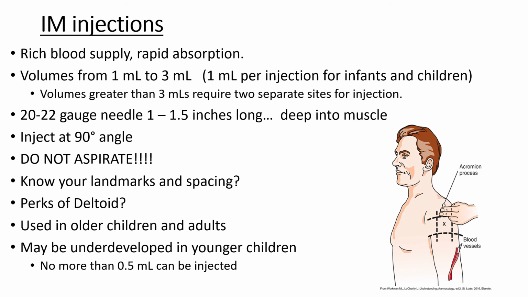Going back to those underdeveloped muscles, we just use that Vastus Lateralis, okay? Sometimes you can use the deltoid, but again, you have to limit that to half an ml. So I always just go for the thigh. Use that Vastus Lateralis.